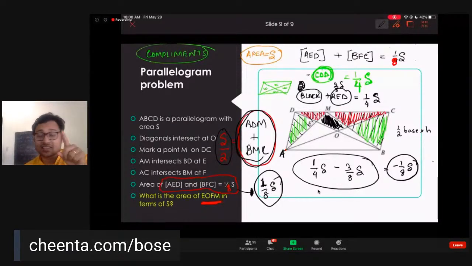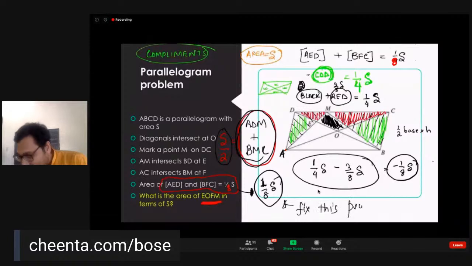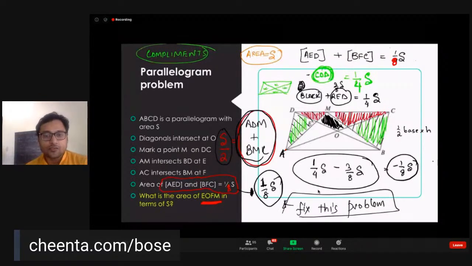So this is your challenge. The challenge problem is really this. Can you fix this problem so that it has a correct answer, a more believable answer? Of course, area cannot be negative. So can you fix the area of AED plus BFC? It cannot be 1/8 of S. It's giving us a negative answer. So maybe it can be something else, and you would get a proper value for the area of EOFM.